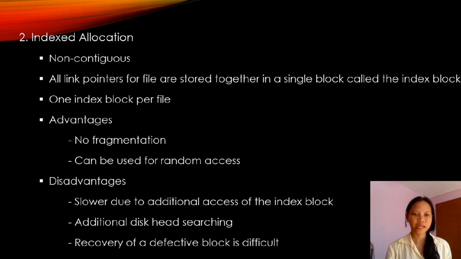Let's move on to the second allocation, which is indexed allocation. It is non-contiguous. All link pointers for a file are stored together in a single block called the index block, with one index block per file. Advantages are no fragmentation, and it can be used for random access. Disadvantages are that it is slower due to the additional access of the index block, there is additional disk head searching, and recovery of a defective block is difficult.